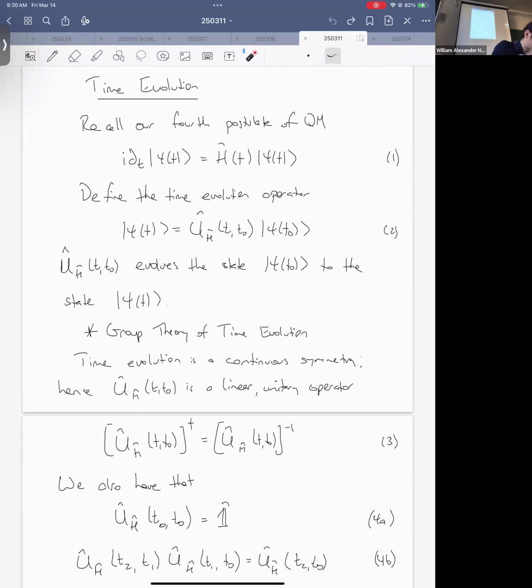All right, so we're talking about the fourth postulate of quantum mechanics, which is i ħ partial t on my state ket, which can explicitly depend on time, is equal to my Hamiltonian, which may have some explicit time dependence, acting on the state ket again. For many, many reasons, we find it valuable to define the time evolution operator. The time evolution operator takes us from a state at initial time to a state at final time.